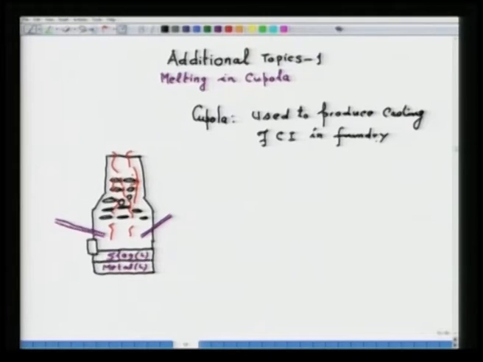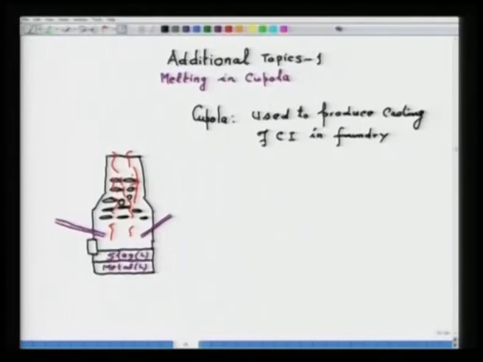In construction, it is not like a blast furnace that tall, because it just requires melting, no reduction is going on. The diagram which I have shown here is a schematic diagram of a cupola. In the cupola, this region is called the stack, and from the periphery of the cupola air blast is introduced. This is also air blast.